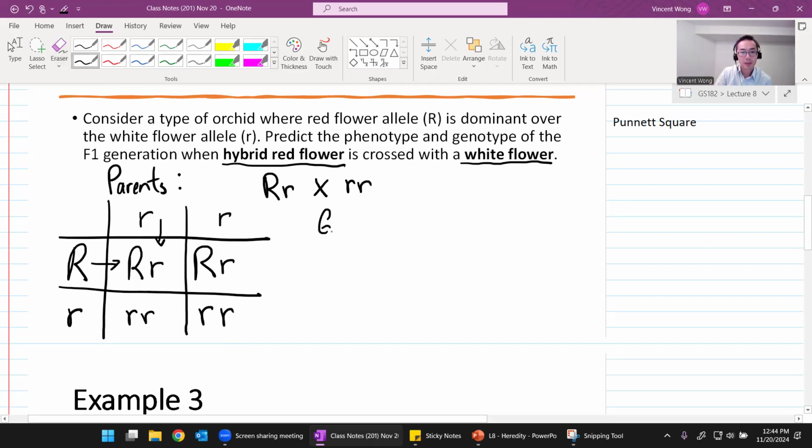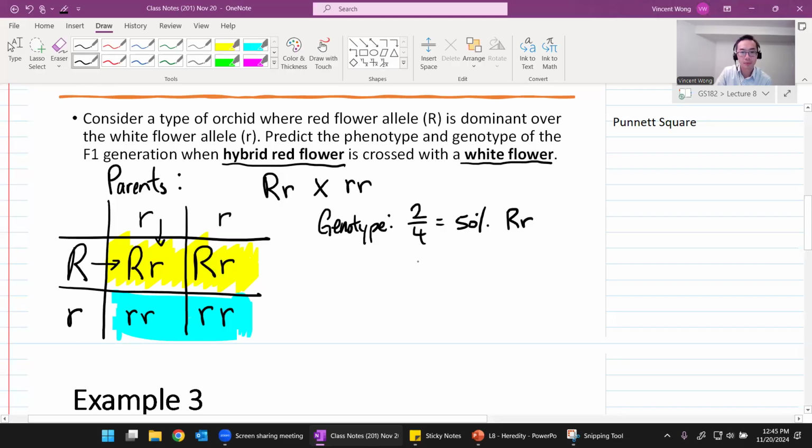Okay. So the genotype is the genetic makeup. We have two varieties here. We have big R, small r. That is 2 out of 4 boxes. Okay. Or 50%. And 2 out of 4.